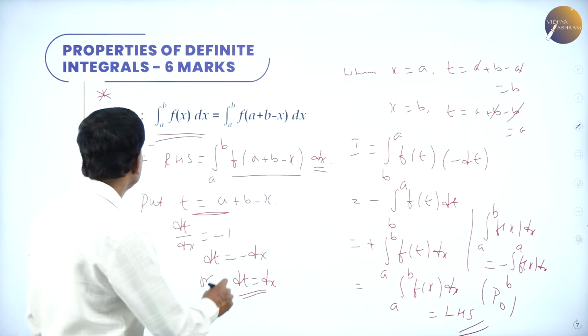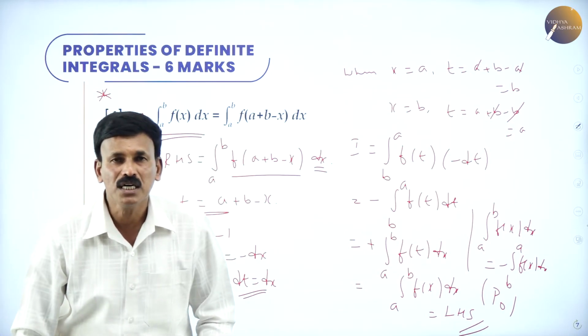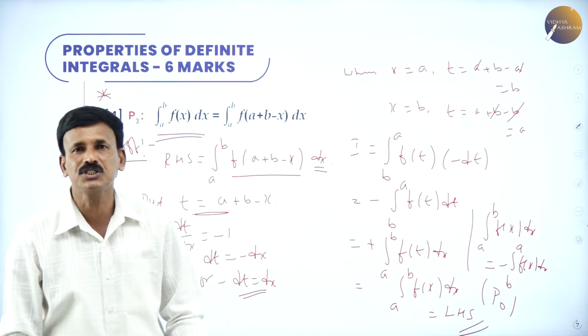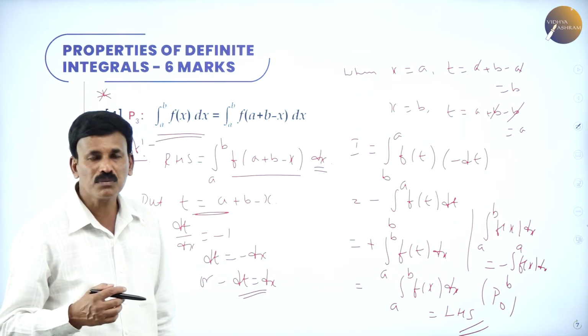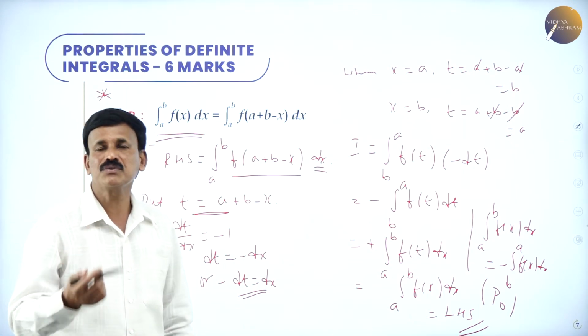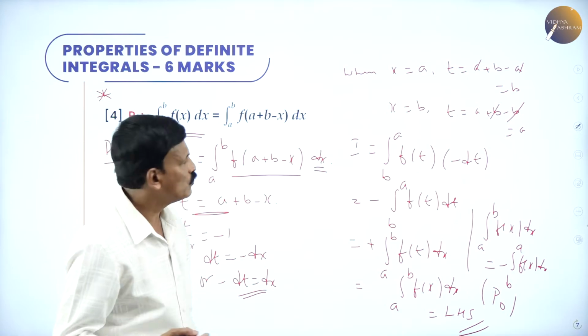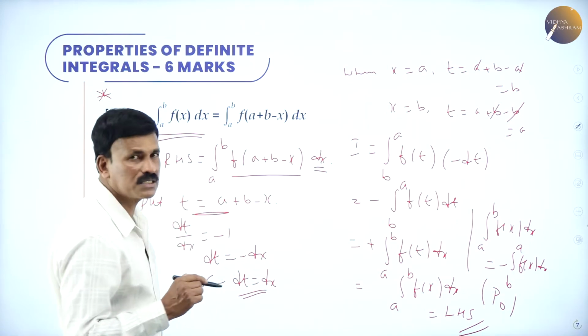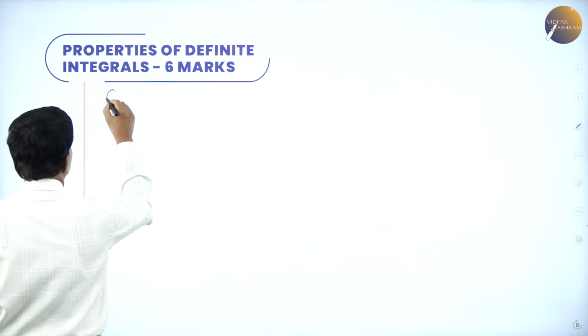So therefore integral a to b f of x dx is also equal to integral a to b f of (a + b − x) dx. Very important problem. You may expect this property along with one example for 6 marks. Okay, let me take one small example on this. Based on this property, let us consider one example.